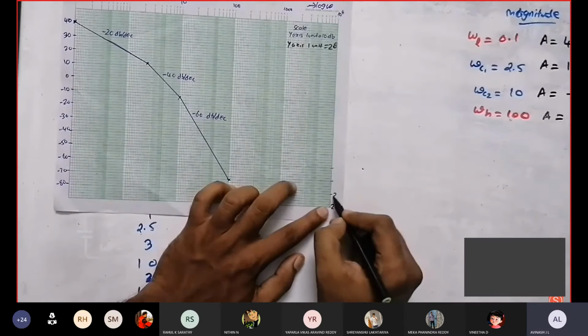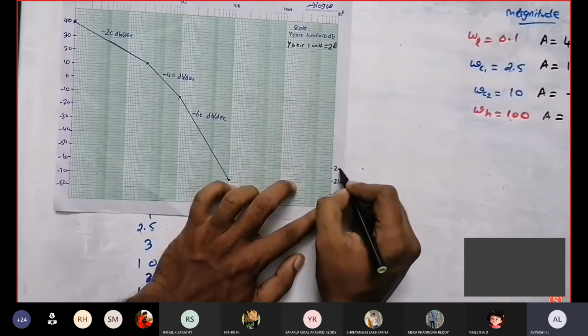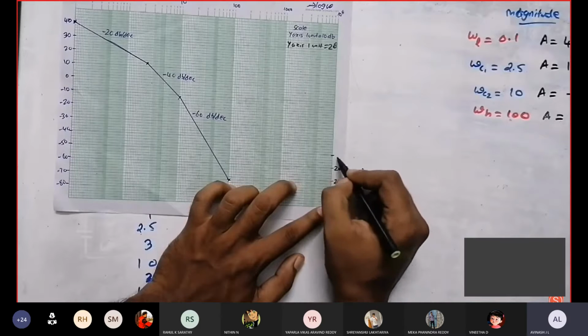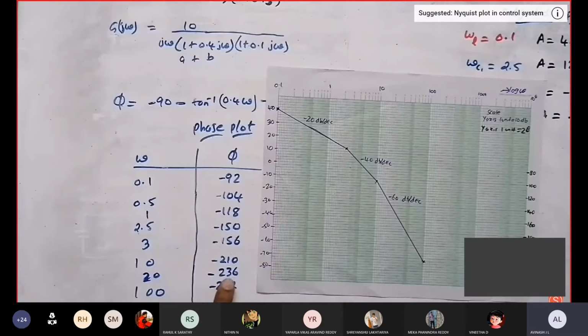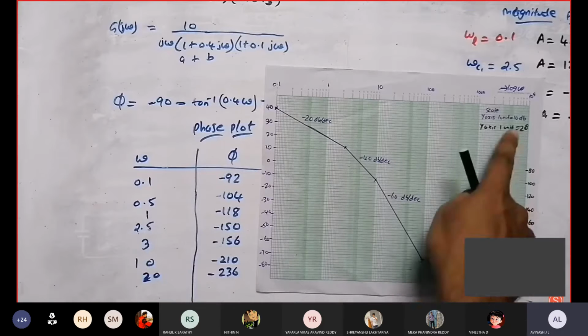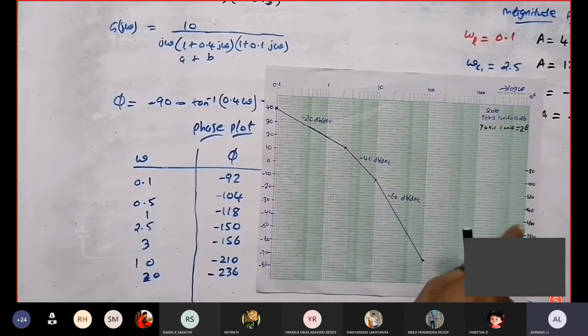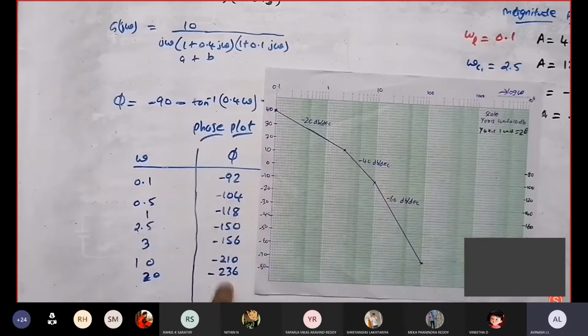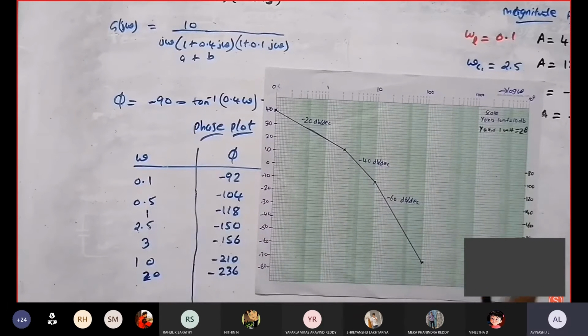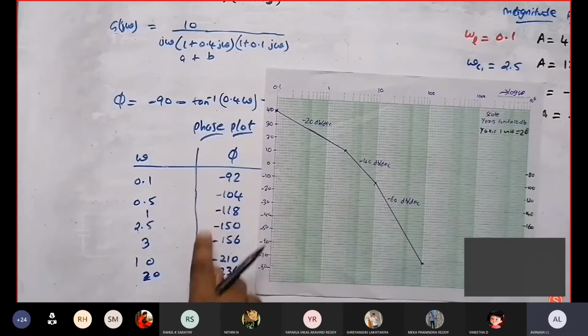Then after a gap, it will be 220, 210, then 200. Then after a 5 degree gap, it will be 180. Like that, we need to move up. I eliminated the highest value because already the graph is very big, so I took minus 240. Then after a gap of 20 degree, 220, 210, 200, 180 up to 80. Here it is up to 92, so up to 88. You need to do the maximum and minimum values. So I took 240 and 80. All these are negative values.